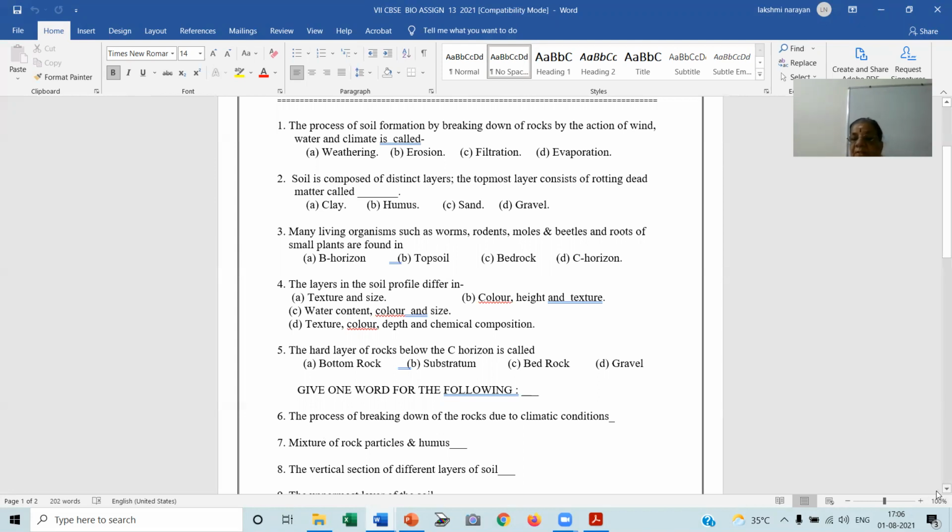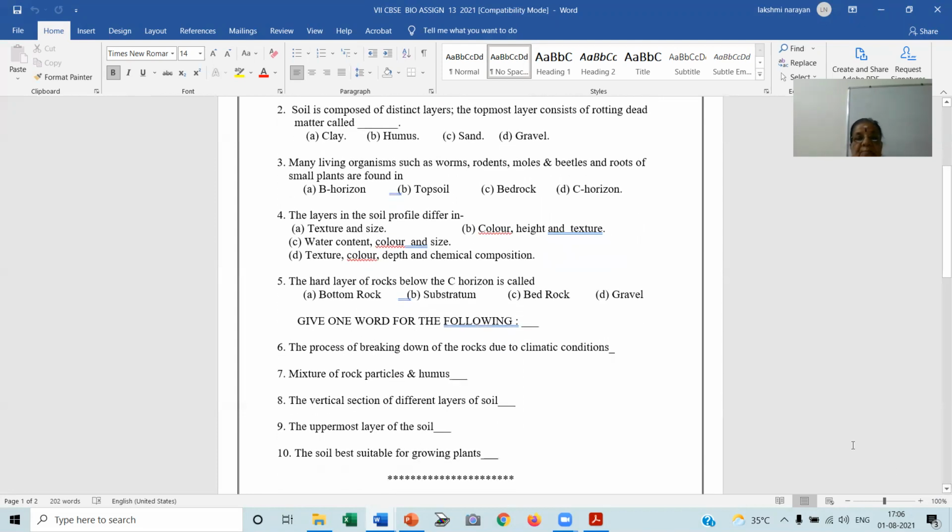Then the fill in the blanks. Process of breaking down of rocks due to climatic condition, mixture of rock particles and humus, the vertical section of different layers of soil, uppermost layer of the soil and the soil best suitable for growing plants.